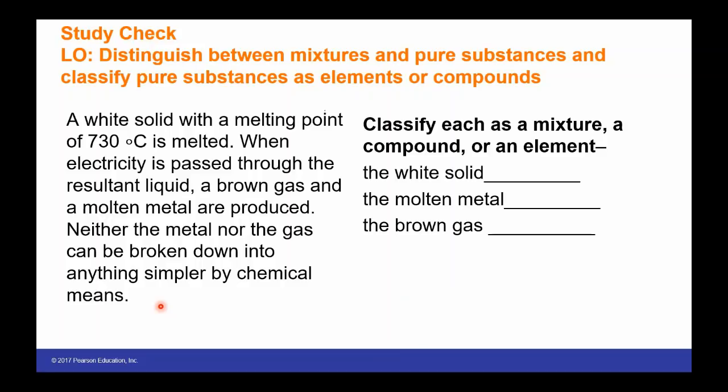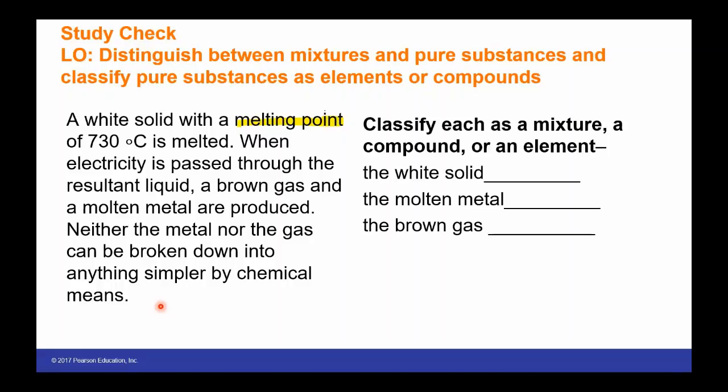Let's try some more practice. A white solid with a melting point of 730 degrees Celsius is melted. When electricity is passed through the resultant liquid, a brown gas and a molten metal are produced. Neither the metal nor the gas can be broken down into anything simpler by chemical means. Let's classify each as a mixture, a compound, or an element. So we're looking at the white solid, the molten metal, and a brown gas.